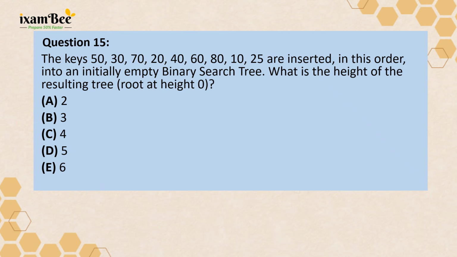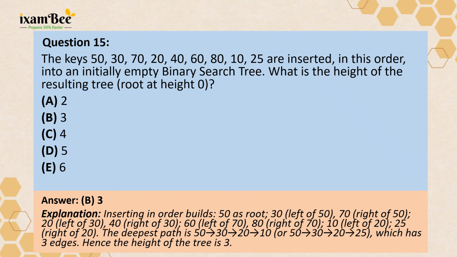Now let's find the deepest path. 50 to 30 to 20 to 10, or equally 50 to 30 to 20 to 25, either way. That's 3 edges from the root to the deepest leaf. So here the height of this tree is 3. Hence, the answer is option B, which is 3.